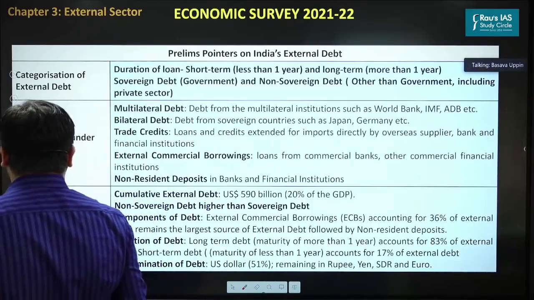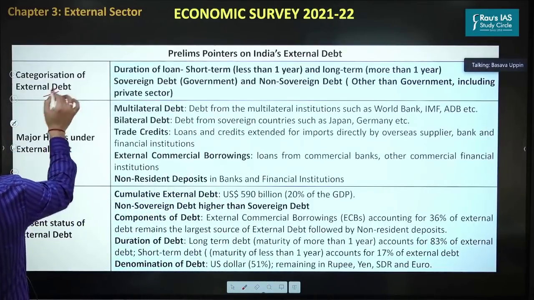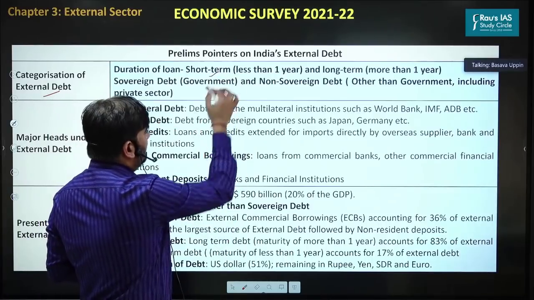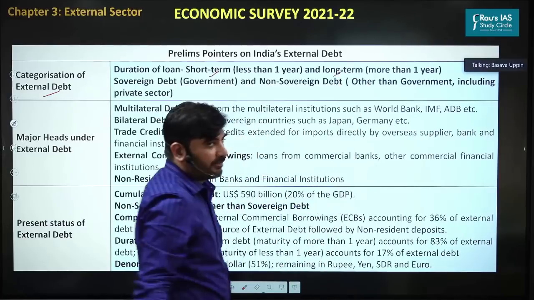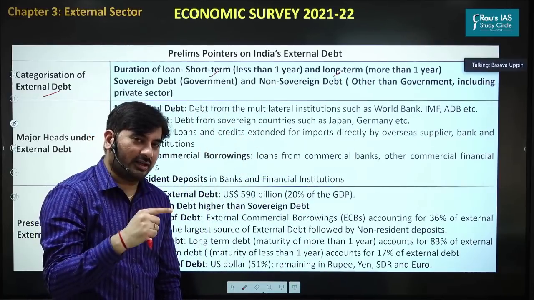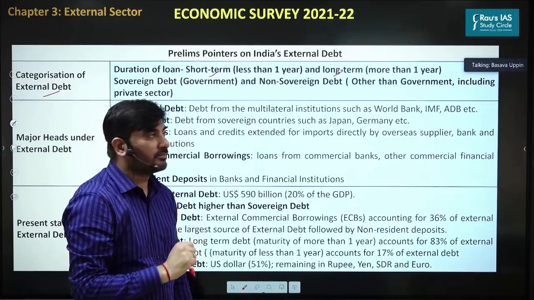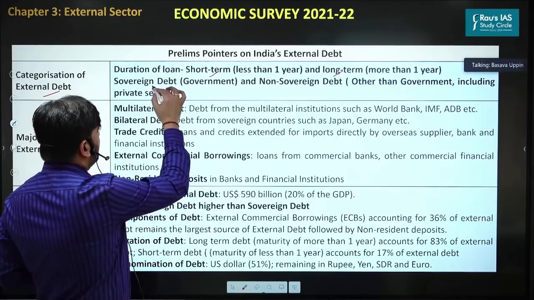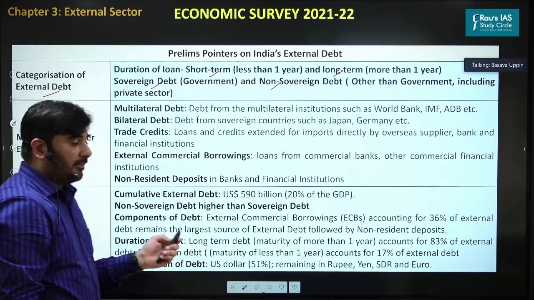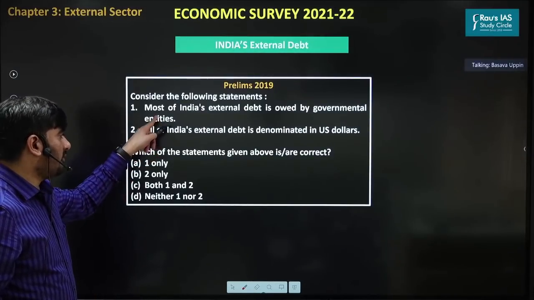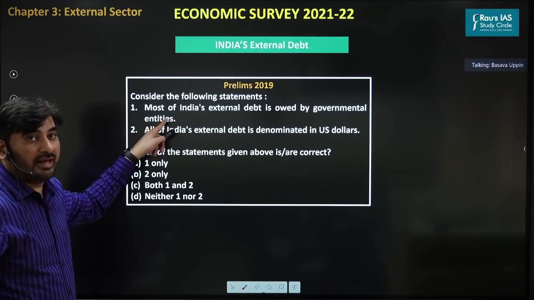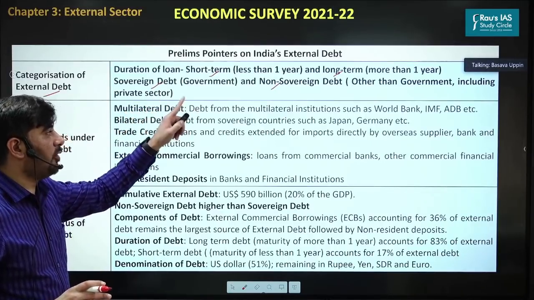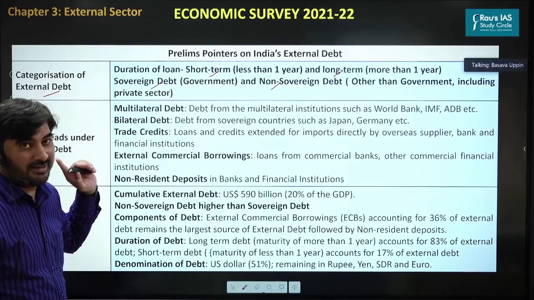As you can see, India's external debt can be broadly categorized into two types: short-term external debt and long-term external debt. If you borrow for less than 1 year, it is short-term. If you borrow for more than 1 year, it is long-term. And the debt, depending upon who is borrowing, can be categorized as sovereign debt and non-sovereign debt. This becomes quite important because this was a question asked in prelims 2019. Sovereign debt is debt borrowed by the government. Non-sovereign debt is debt borrowed by entities other than the government, including the private sector.